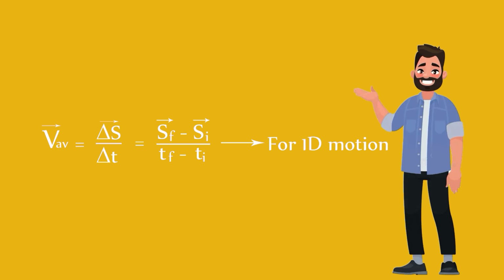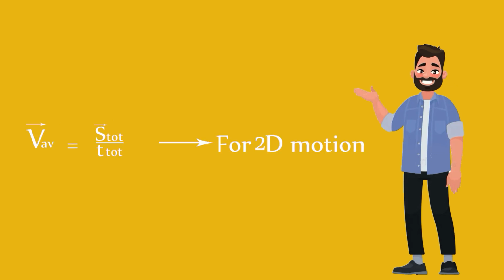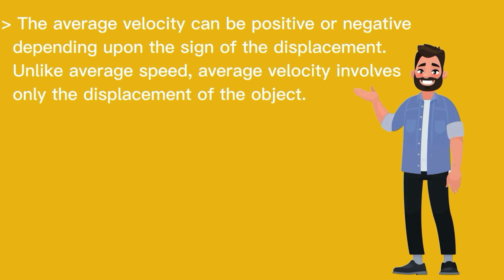And this equation is important for one-dimensional movement of a body. And the second approach that we use to define the term average velocity is V_av is equal to total displacement over total time, that means S total over T total, which is important for two-dimensional motion. The average velocity can be positive or negative depending upon the sign of the displacement. The SI unit of average velocity is meter per second. Unlike average speed, average velocity involves only the displacement of the object.